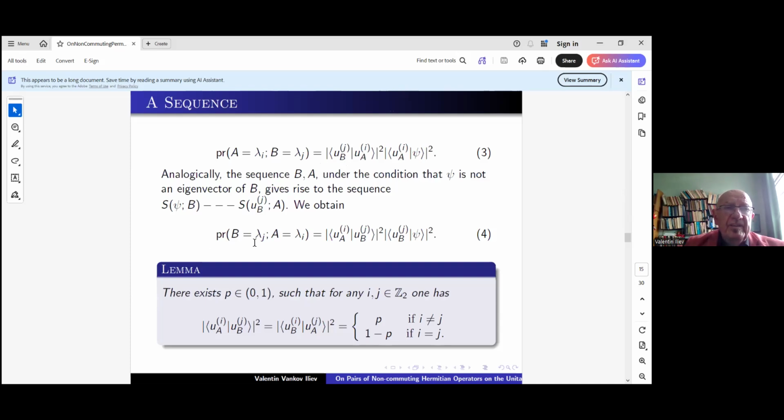And we can consider also the sequence BA, and we have this identity here. And here is the technical lemma that says that those absolute values, which are written here, are either one value p when I is different from J, or 1 minus p when I is equal to J.